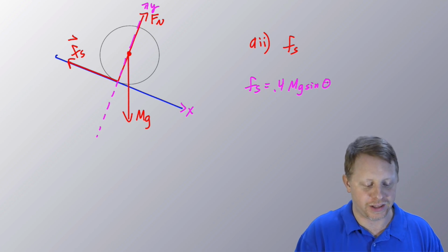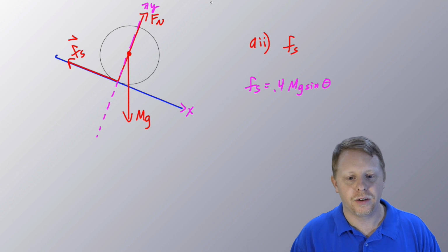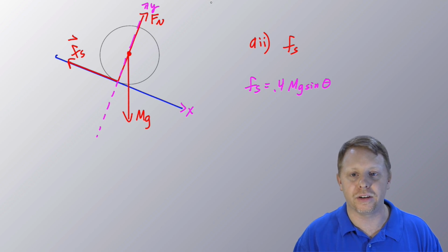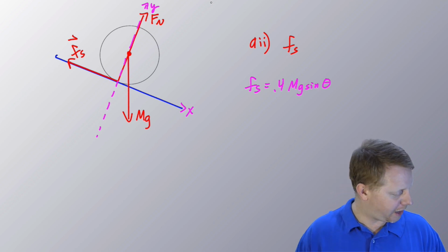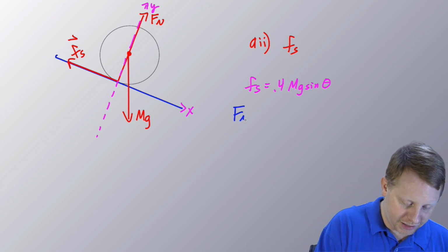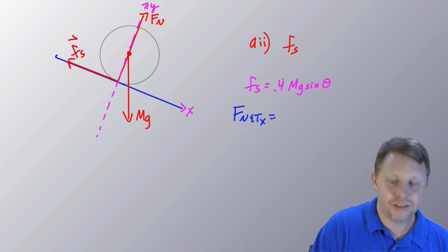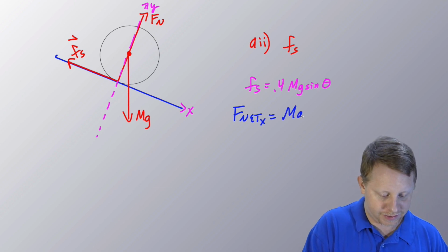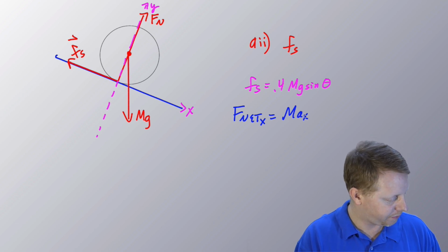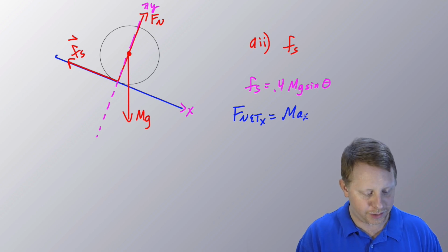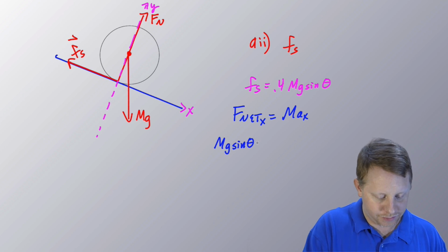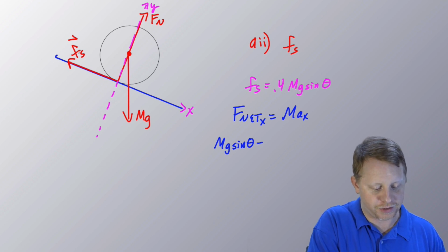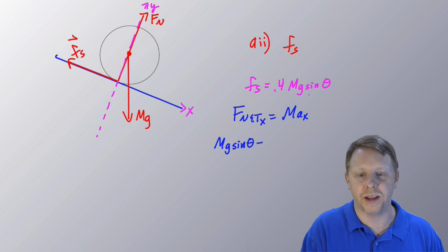So that piece should help me with basically solving for the linear acceleration, which sounds like a Newton's second law sort of problem. So next, I would probably write that the net force in the x direction is equal to the mass times the acceleration in the x direction. Well, what's the force pulling it down the ramp? That's going to be mg sine theta, and up the ramp minus our force of static friction, which we know is 0.4 mg sine theta.